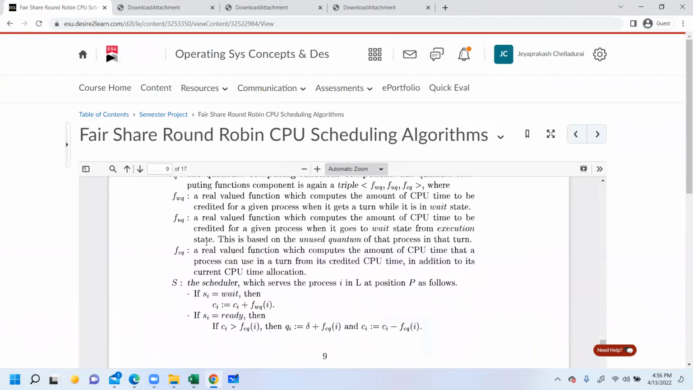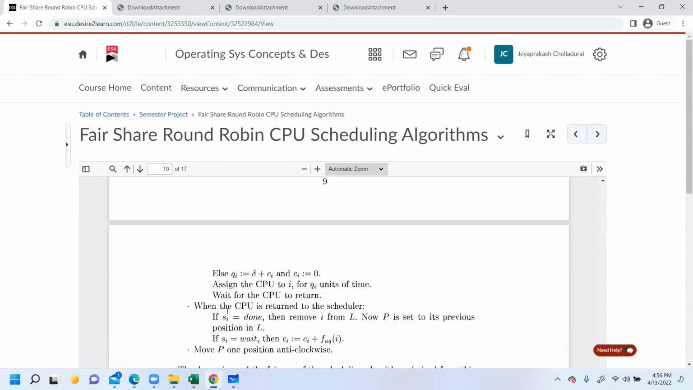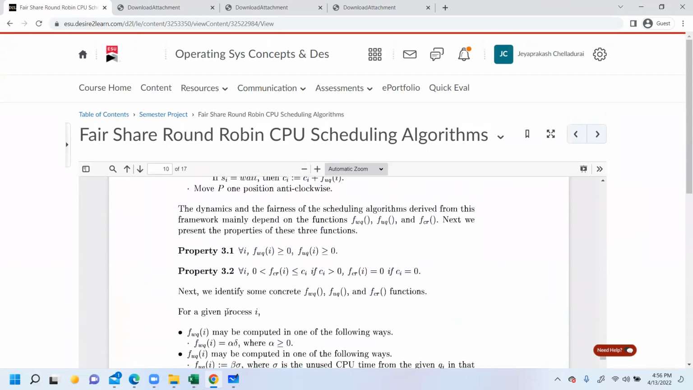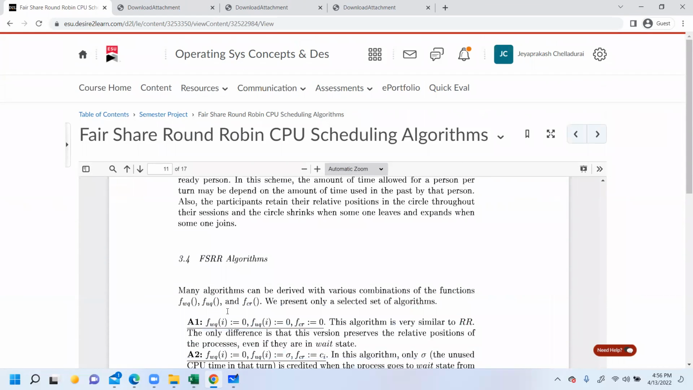So the CA is credit. That is how much time it didn't use, because I'm classifying jobs into IO bound and CPU bound jobs. Similarly, just do the round robin algorithm. If you don't know how to implement round robin, I gave the pseudocode. So do this and understand this. If you don't understand, please come to me during office hours. For this project, I don't need you to write a whole paper.